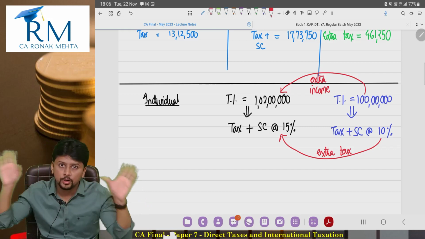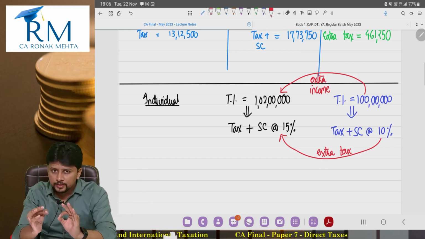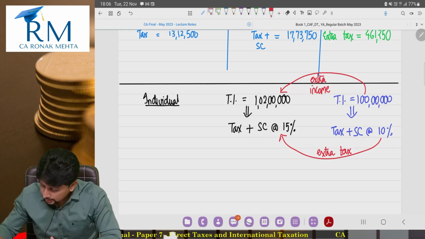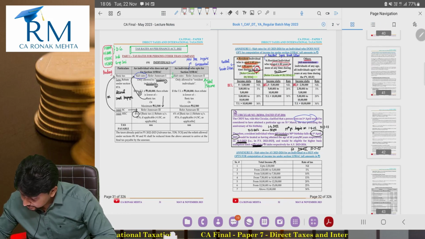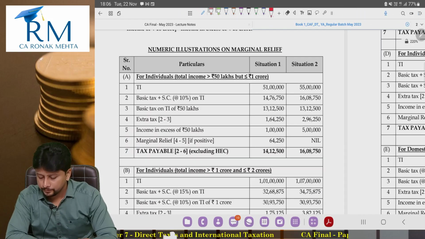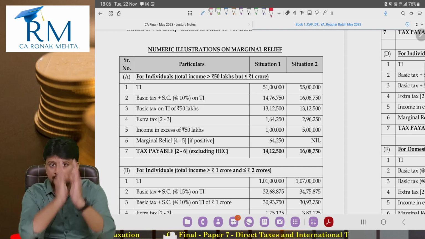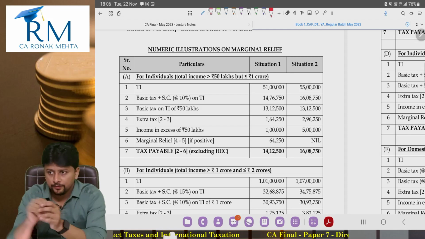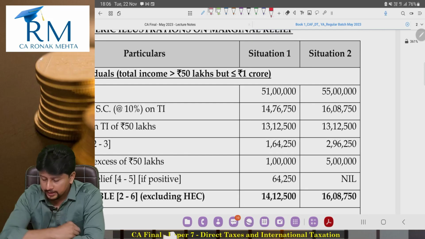If you want, you can broadly remember this: when surcharge becomes applicable, or the surcharge percentage changes because of a slight marginal increase in income, marginal relief will be available. Now in the book, see this. Towards the end of this chapter, chapter number 2, I have printed examples, numeric illustrations. Individuals, partnership firms, domestic company, foreign company. Everywhere in situation number 1, you will observe marginal relief is there.